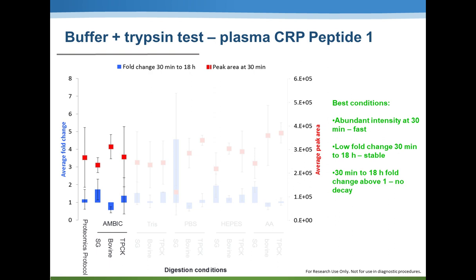And lastly, the TPCK trypsin produced a medium intensity at an early time point, and the reaction is very stable and non-decaying. So given all the above results, we found that TPCK trypsin is favored as it produces a rapid and stable signal, and is also cost-effective. If you compare the price of TPCK trypsin with the sequencing grade, you find that TPCK trypsin is actually 1,000-fold cheaper than the sequencing grade.